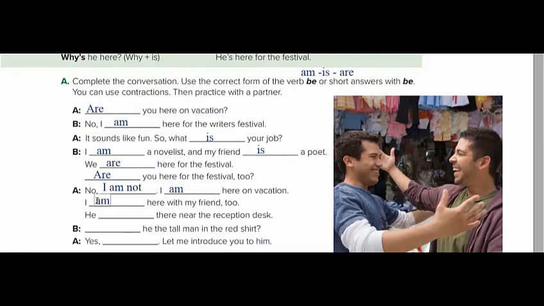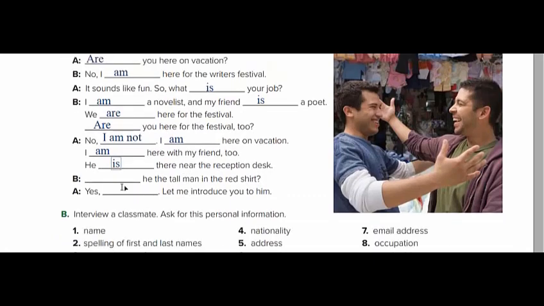I مرة أخرى تأخذ فعل كون am. I am here with my two. He تأخذ is. Yes, he is here. He is standing there near the reception desk. إنه واقف هناك عند مكتب الاستقبال. Is he the tall man in the red shirt? ما نحتاج فعل كون في البداية: am ولا is ولا are؟ It depends on he, so we say is he the tall man in the red shirt. Yes, he is. بدون نفي لأن الجواب yes. لو كان no نقول no, he isn't. Let me introduce you to him. دعني أعرفك به. نعم.